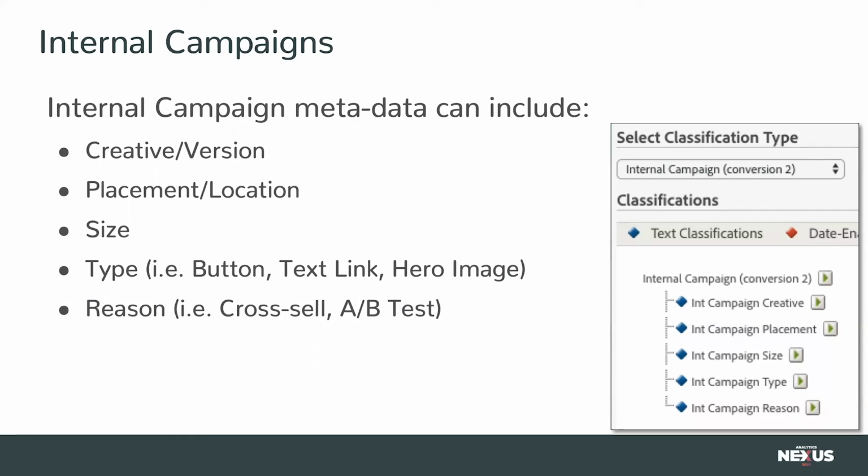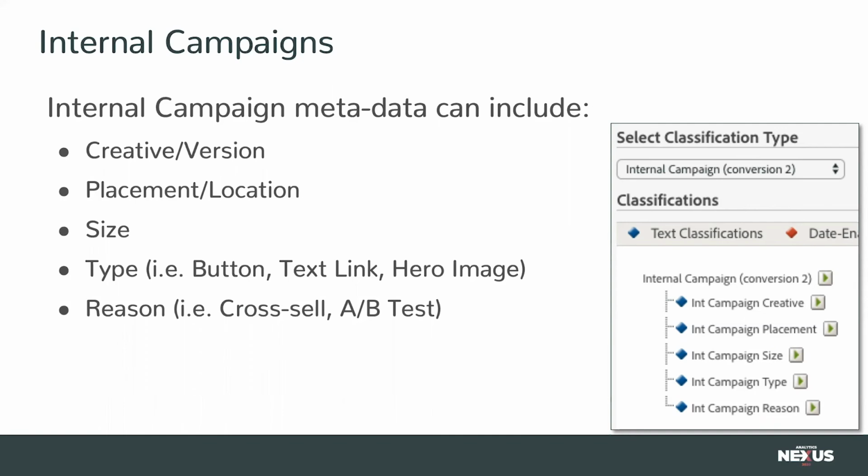Was it a text link? Or we could think about what was the reason or strategy behind that internal campaign code being there. Was it a cross sell? Was it there because some executive made us put it there? Was it there because of an A/B test? Or maybe you're using some cool machine learning algorithms and you want to document that these are algorithmically placed, or maybe even which algorithm is doing it.